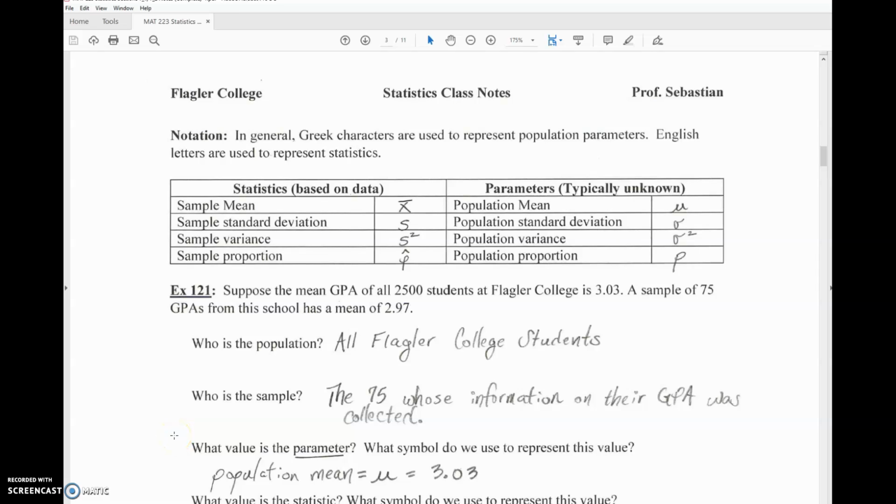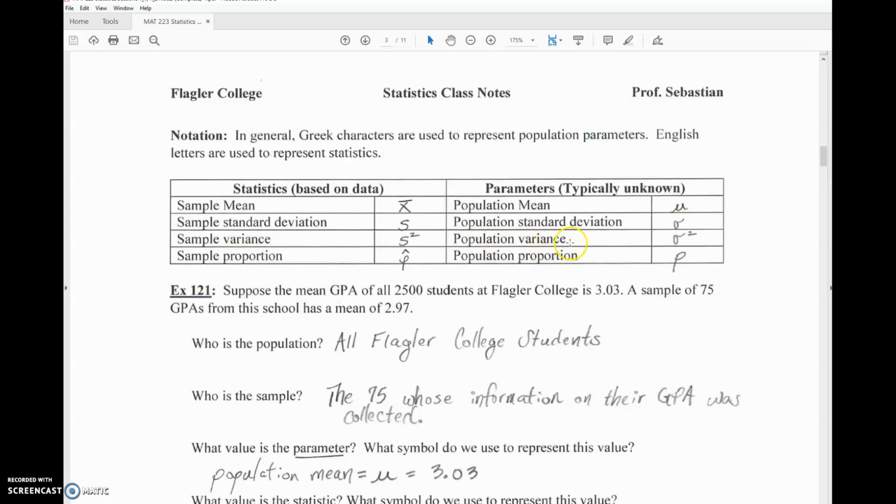We are on page 92, and just a bit of notation here at the top of the page. In general, we use Greek characters to represent population parameters. So for example, a population mean is represented by the symbol mu, which you saw last chapter when we were talking about the normal distribution. Population standard deviation is represented by sigma, again, which you saw in chapter 6, talking about the normal probability distribution.